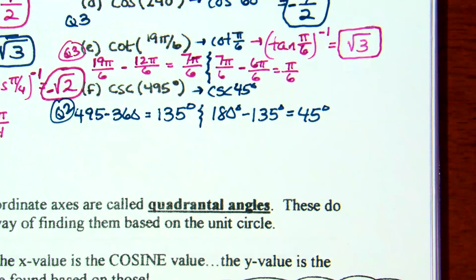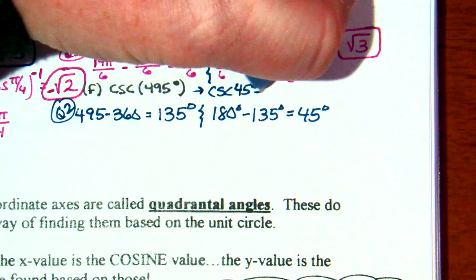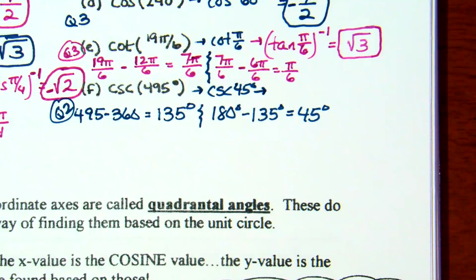What do we know about cosecant? Okay, opposite letter, right? So cosecant begins with C. What's the main one that begins with S? And this is sine. So we're doing the reciprocal of the sine of 45 degrees in quadrant 2. So this is where my brain says, what's the sine of 45 degrees?